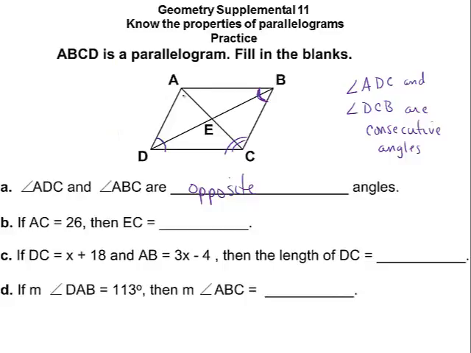If AC is 26, that's this entire length. EC goes halfway because they bisect each other, so I take it and divide by 2. If they had given me EC and asked for AC, I would multiply by 2. So when you're talking about the diagonals, if you have part and you're trying to find the whole thing, you'll multiply by 2, or if you have the whole thing and you're trying to find part, you divide by 2.